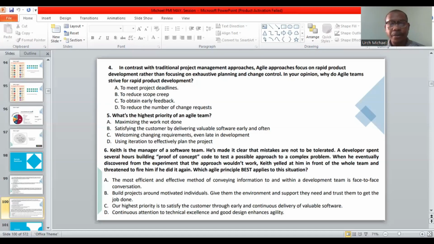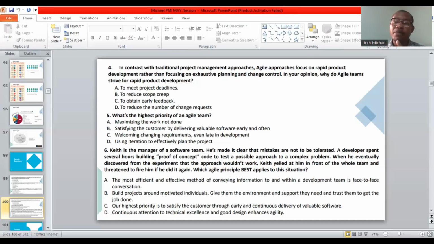So satisfying the customer by delivering valuable software early and often is the highest priority of an Agile team. All right? So Kate is the manager of a software team. He's made it clear that mistakes are not to be tolerated. A developer spends several hours building proof of concept code to test a possible approach to a complex problem. When he eventually discovered from the experiment that the approach wouldn't work, Kate yelled at him in front of the whole team and threatened to fire him if he did it again. Now, which Agile principle best applies to this situation?